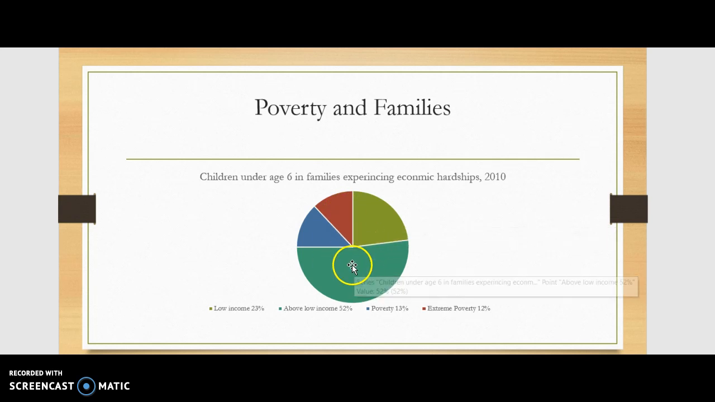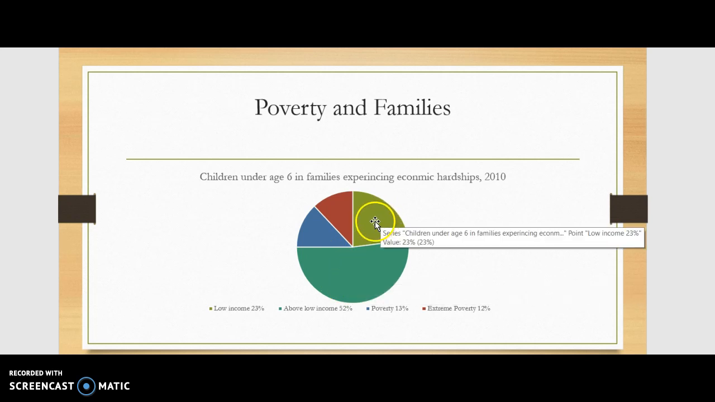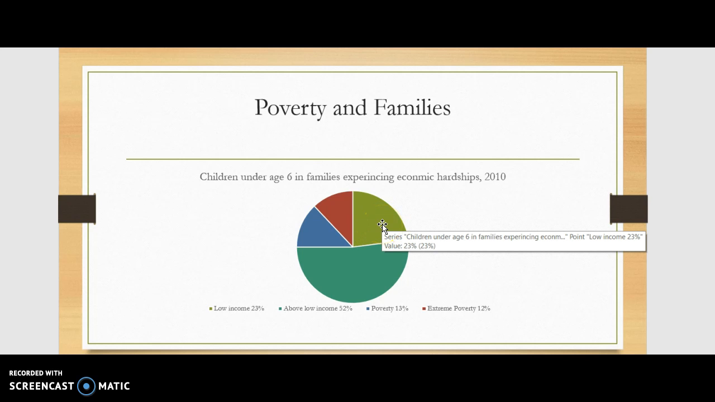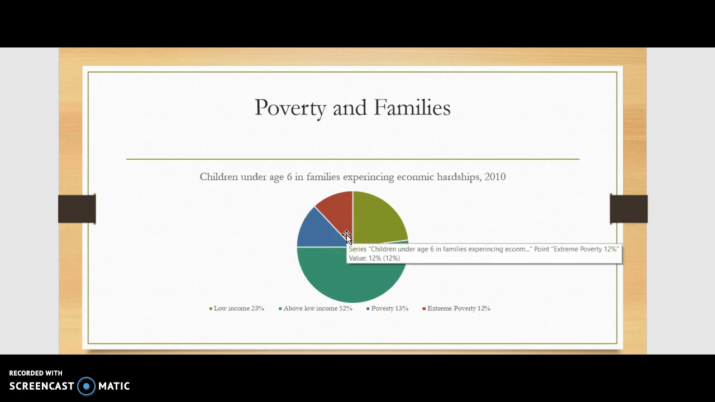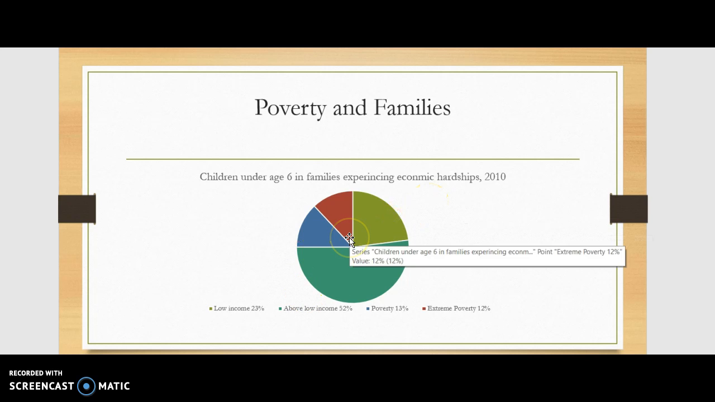These are above lower income, so 52% of families with children under the age of 6 were above the low income threshold. 13% were living in poverty, and then low income was 23%. So back in 2010, it's obviously still concerning, but now, several years later, this number has doubled. So I'm going to stop right here, and then I'll continue on to the next section, which will discuss the risk factors of poverty.